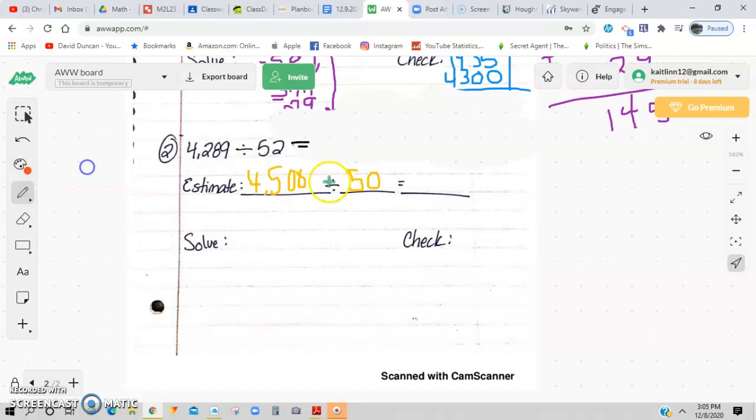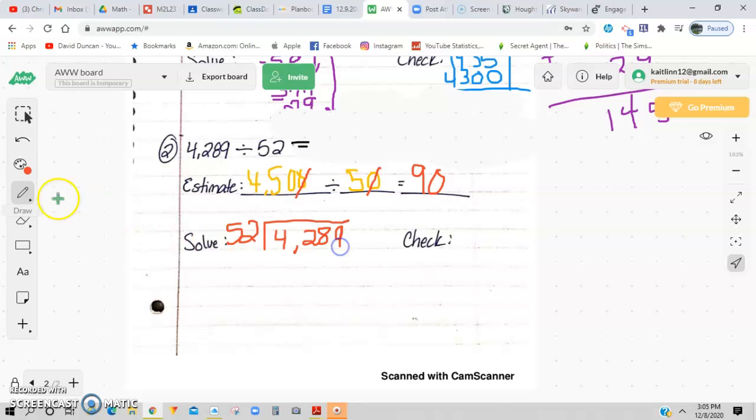I'm going to cross out the zeros that they share. Okay, and 5 can go into 45 9 times, and there's 1 0 left over, so there's going to be 1 0 in the answer. So now I'm going to start by solving my work. I'm going to draw my little house right here and put my 52 on the outside and put 4,289 on the inside.